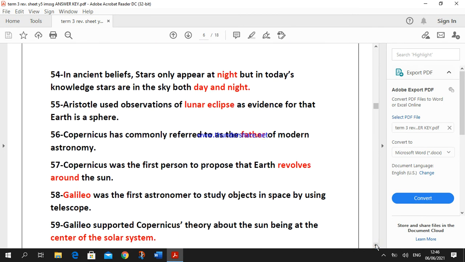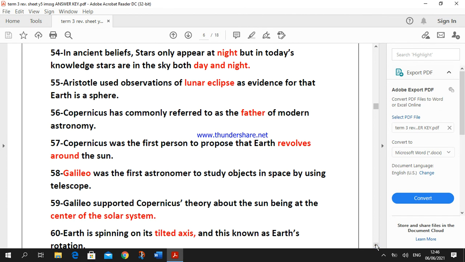54, in ancient beliefs, stars only appear at night, but in today's knowledge, stars are in the sky both day and night. Aristotle used the observations of lunar eclipses, okay, as evidence that Earth is a sphere, not a flat disk. 55, Copernicus is commonly referred to as the father of modern astronomy, okay?